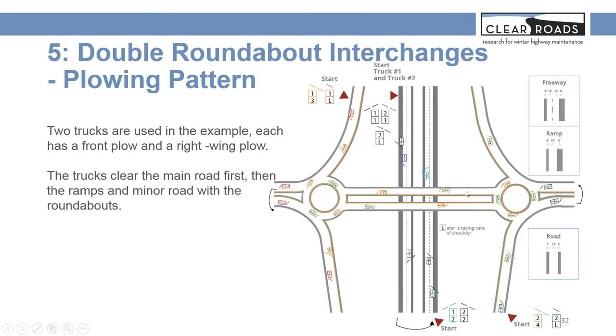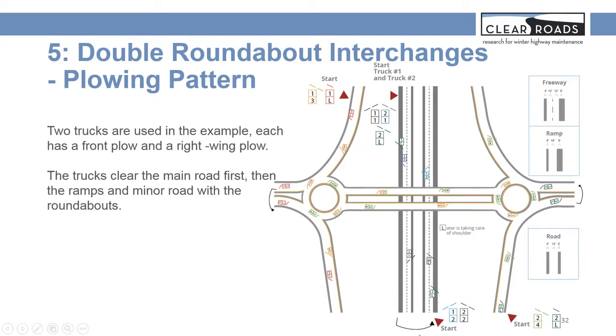And when they finish and come back, cross back over the crossover. And then to continue to clear the on-ramp, extend the wing plow, push snow to the right. So that's truck 1, pass number 3.